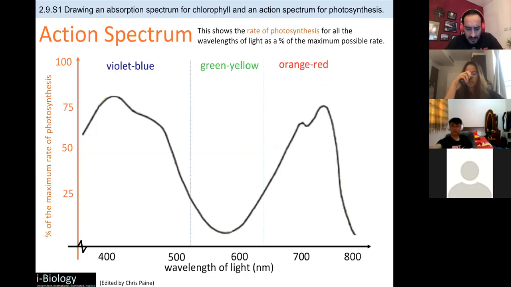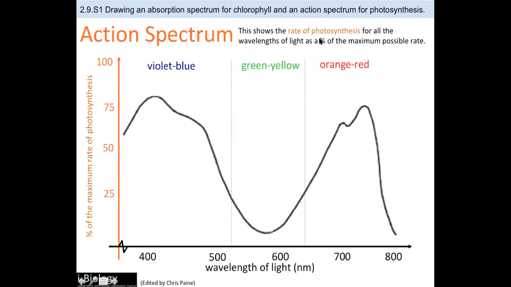I was going to draw this on the iPad, but maybe I don't have to. Maybe I can just do it on the screen here. Okay, so there are two graphs that we are going to look at. We're going to see something called an action spectrum and an absorption spectrum. These are the two brand new things that we're going to learn today, okay?